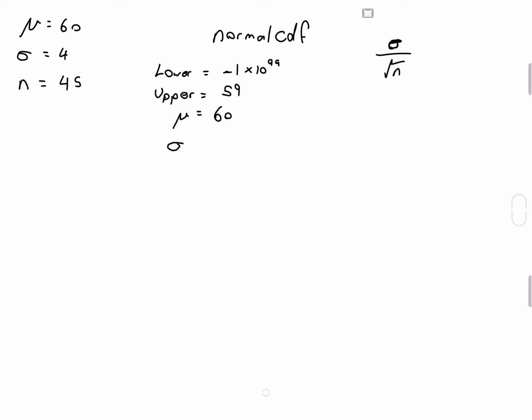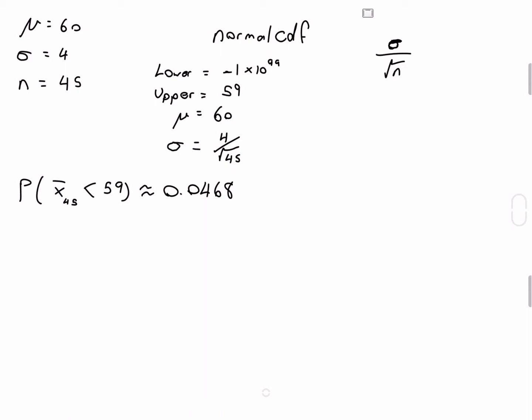So for our standard deviation, we're going to put in 4 divided by the square root of 45. Once we put all of that in, we're going to let the calculator do its work and hopefully come up with an answer. We could write this out as the probability that the mean is less than 59 is roughly equal to, and in this case our calculator should give us 0.0468 roughly.